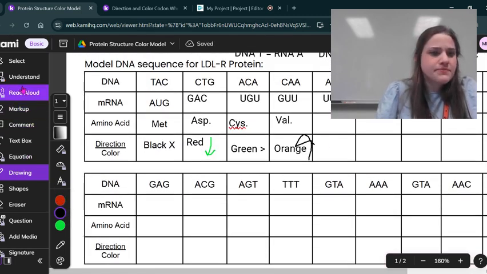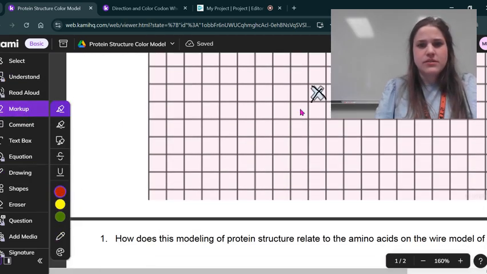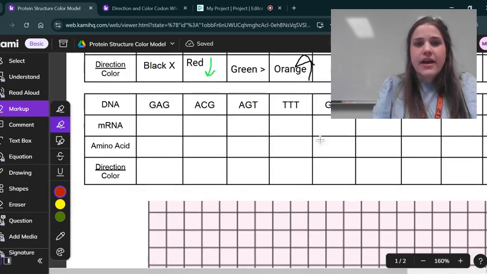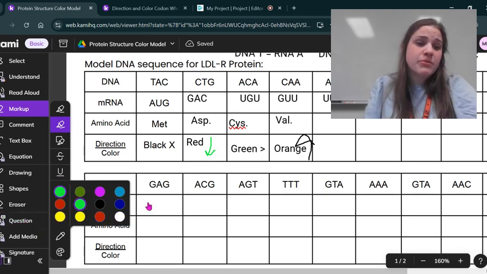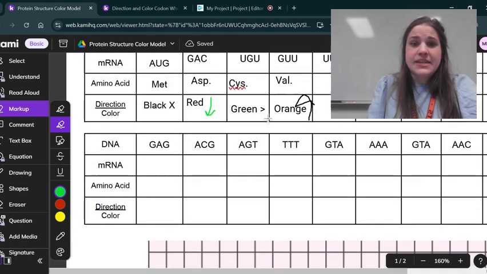So I'm going to take red. I think highlighter might show up a little bit better. Let's try this. And freehand, there we go. I'm going to color this box red. And then it says the next one is green, but over to the right. So I'm just going to pick up from right where we left off and color this next box green. And then it says orange and up.